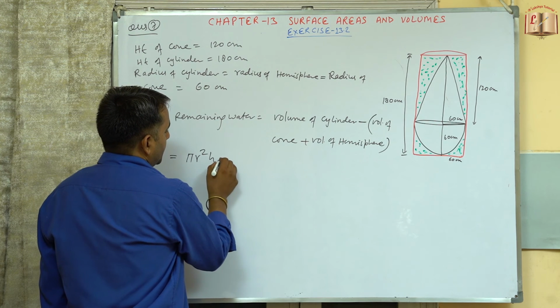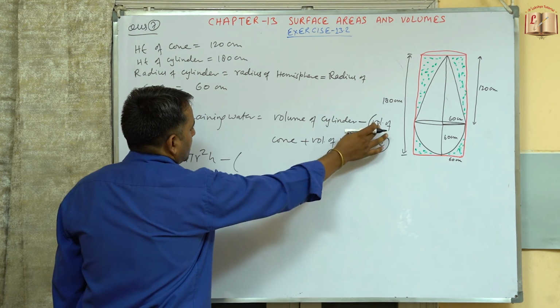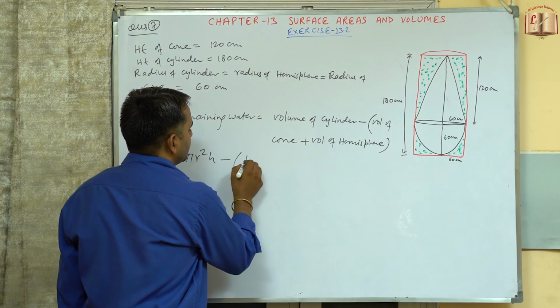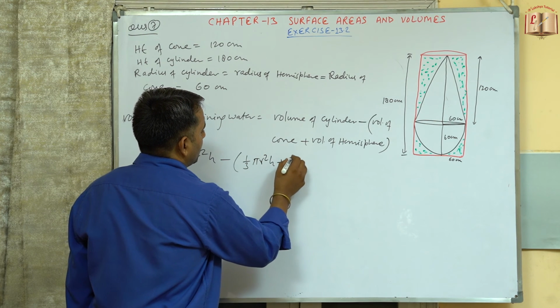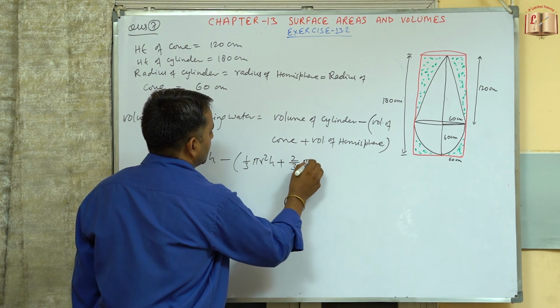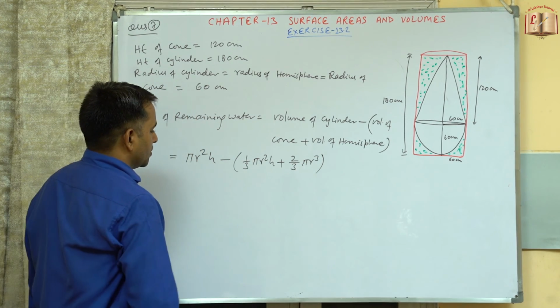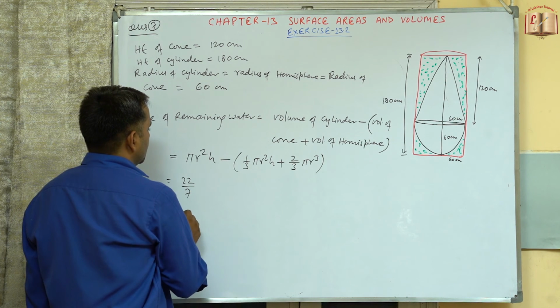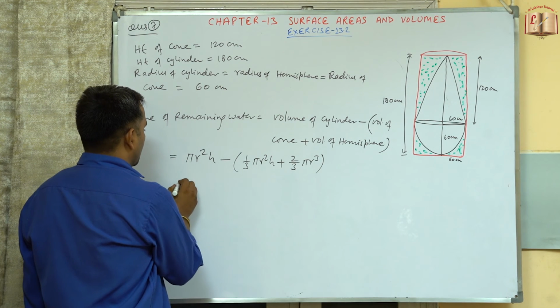plus, so this is minus times the sum of this: volume of cone plus volume of hemisphere. So volume of cone is 1 by 3 pi r square h plus volume of hemisphere is 2 by 3 pi r cube. So we'll put this value. So this will be 22 by 7, or we can take pi r square as common.